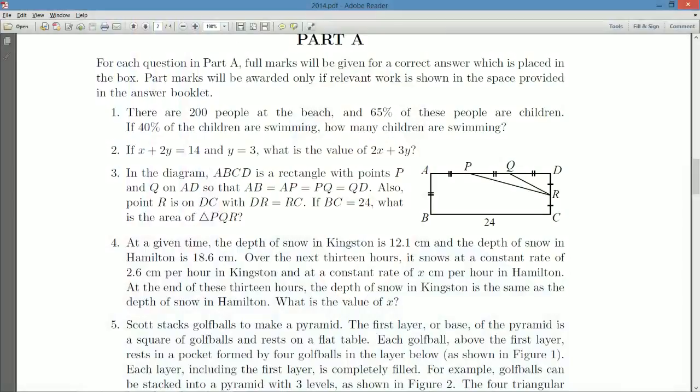At a given time, the depth of snow in Kingston is 12.1 centimeters, and the depth of snow in Hamilton is 18.6 centimeters. Over the next 13 hours, it snows at a constant rate of 2.6 centimeters per hour in Kingston, and a constant rate of x centimeters per hour in Hamilton. At the end of these 13 hours, the depth of snow in Kingston is the same as the depth of snow in Hamilton. What is the value of x?